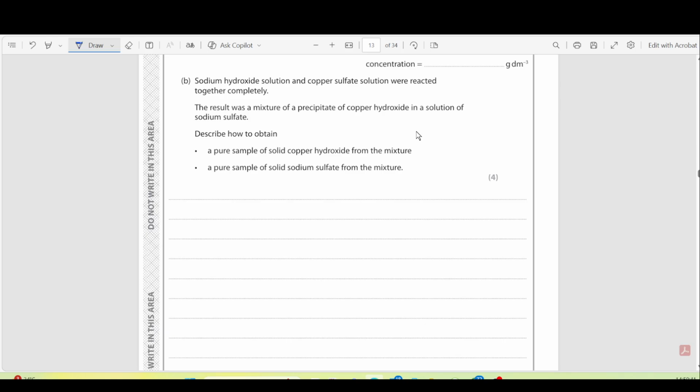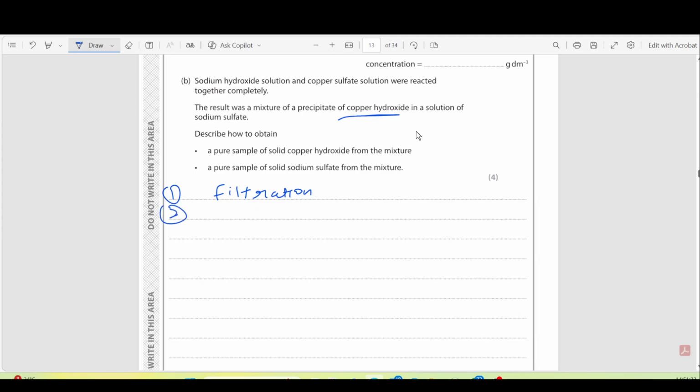Okay, so sodium hydroxide solution and copper sulfate were reacted together completely, and the result was a mixture with a precipitate of copper hydroxide. We have to describe how to obtain a pure sample of solid copper hydroxide from the mixture, and a pure sample of sodium sulfate. So what is the process? First step is filtration. We can pour the mixture through a funnel lined with filter paper. The solid copper hydroxide will be collected on the paper as the residue, right?